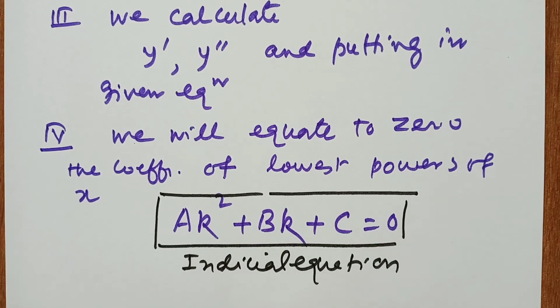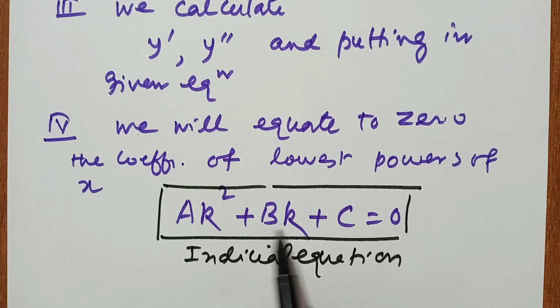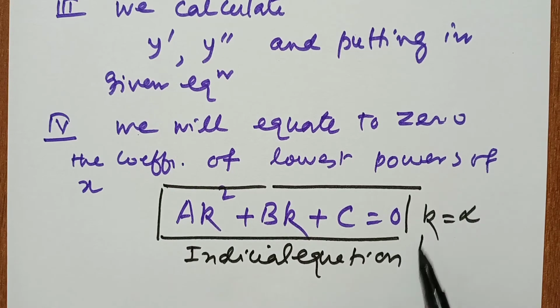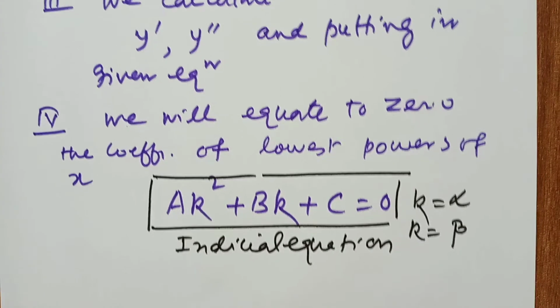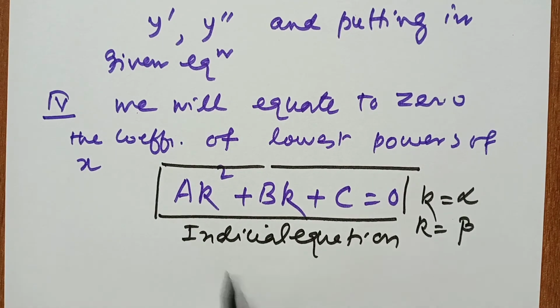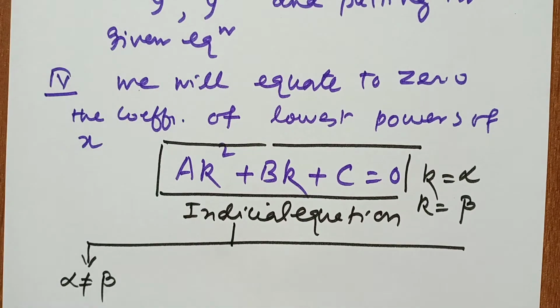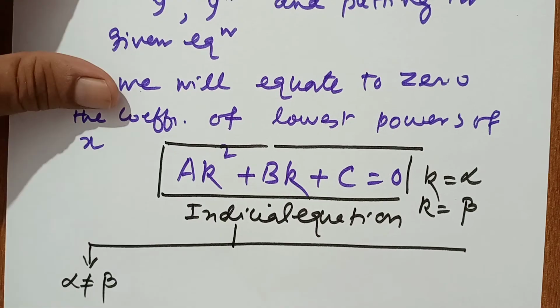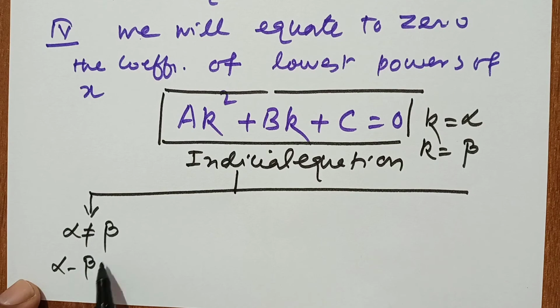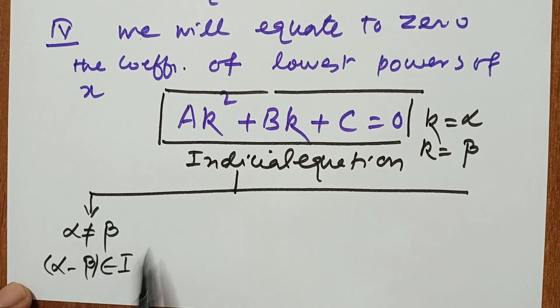Now, this equation has three categories. The quadratic equation in terms of k has two values, because every equation of degree n has exactly n roots. So this equation has two roots, k is equal to alpha, k is equal to beta. Now we categorize this indicial equation in three categories. So the first category is that the two roots alpha and beta are not equal, means alpha does not equal beta, and second, their difference is not an integer, means alpha minus beta does not belong to the set of integers.